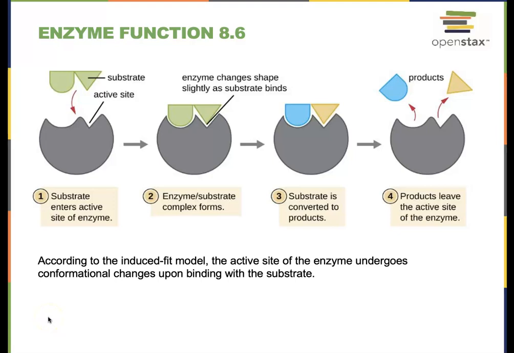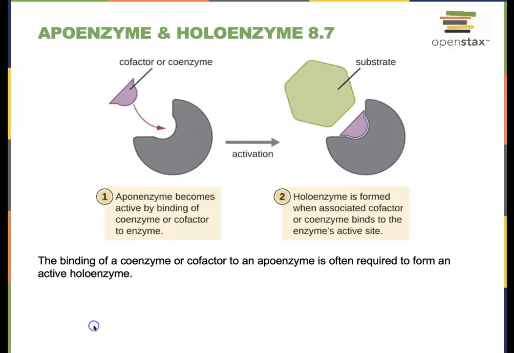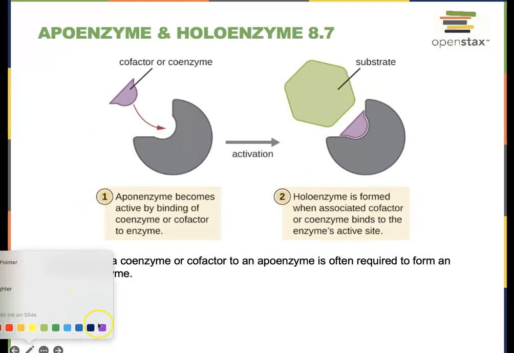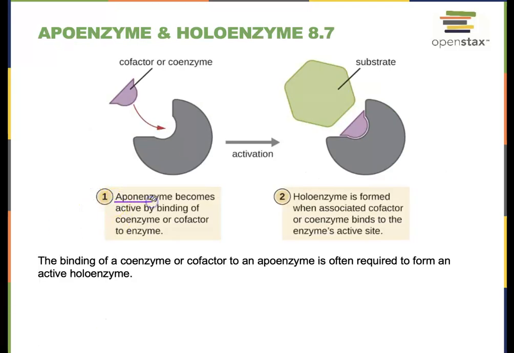So let's continue with enzymes, part two. Sometimes enzymes require an additional molecule or mineral attached to it. So the enzyme itself, in this case, is called the apoenzyme. It's called the apoenzyme. So that's just the protein. And it becomes more active if you bind a coenzyme or cofactor to it.